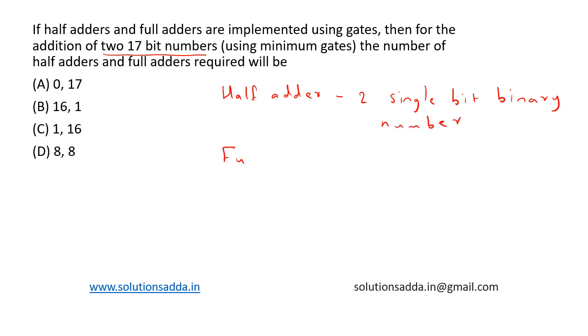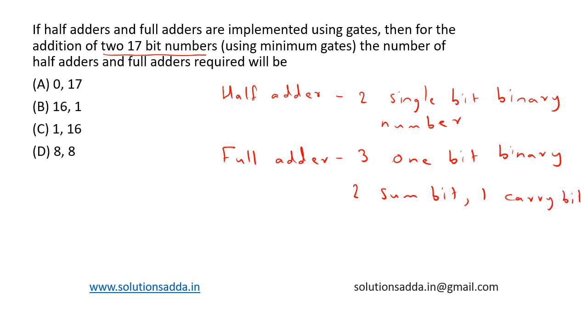Whereas using full adder, we perform three 1-bit binary addition, where it includes two sum bits and one carry bit. This is the basic information.